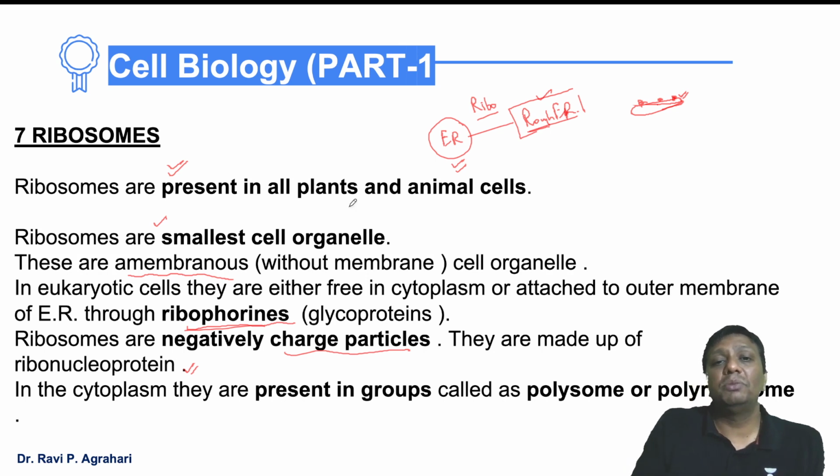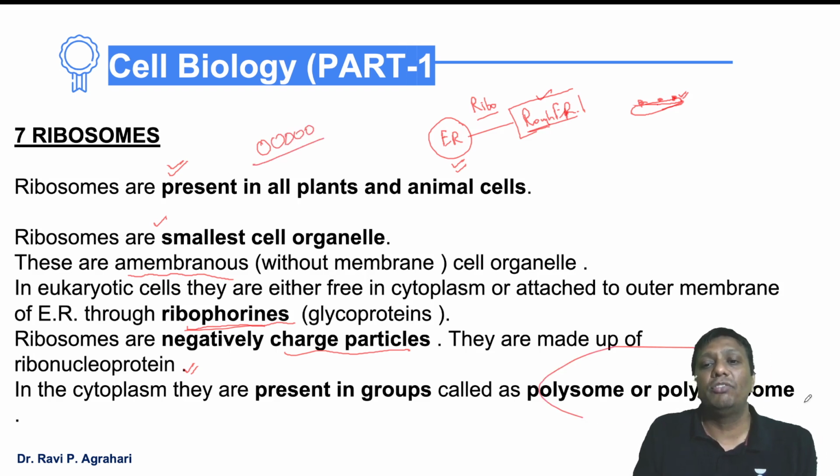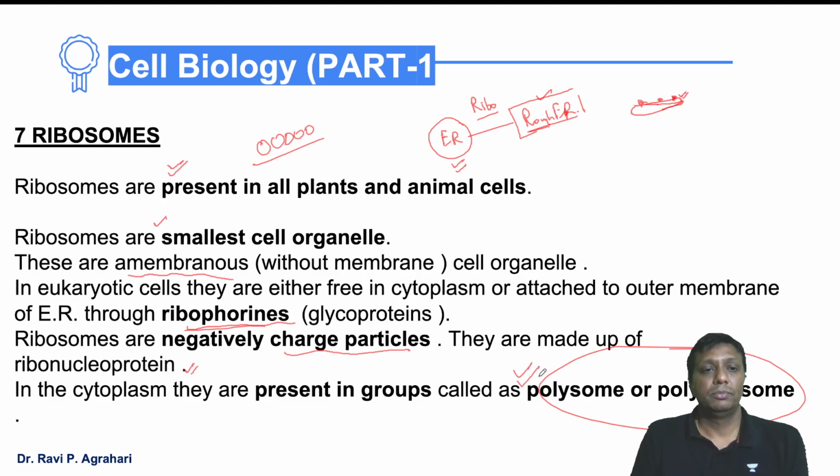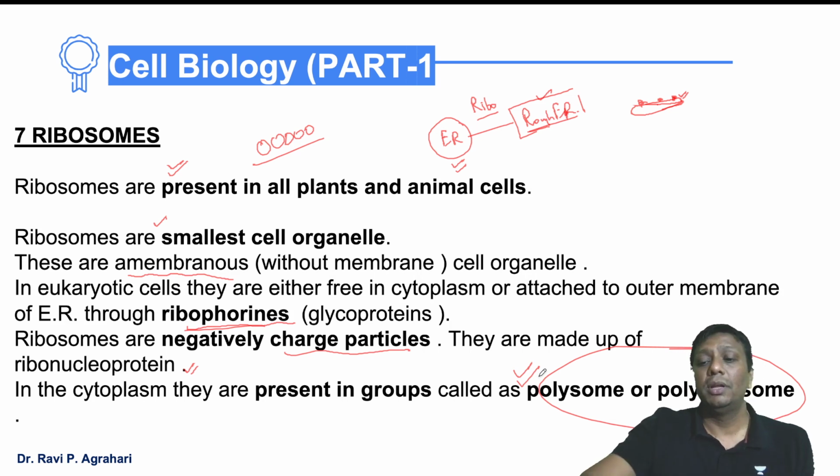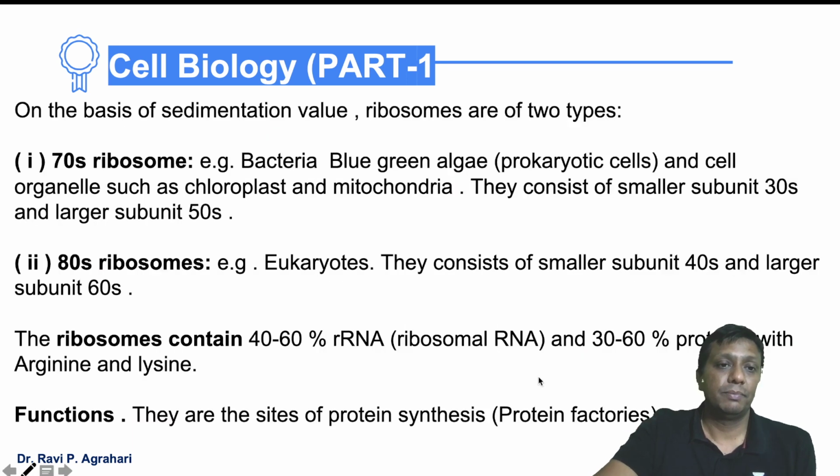But inside the cytoplasm you will see, guys, many ribosomes may be connected to each other. If many ribosomes are connected to each other, this is called a polysome or polyribosome. In the case of protein synthesis, these polysomes and polyribosomes work very specifically in every living organism.